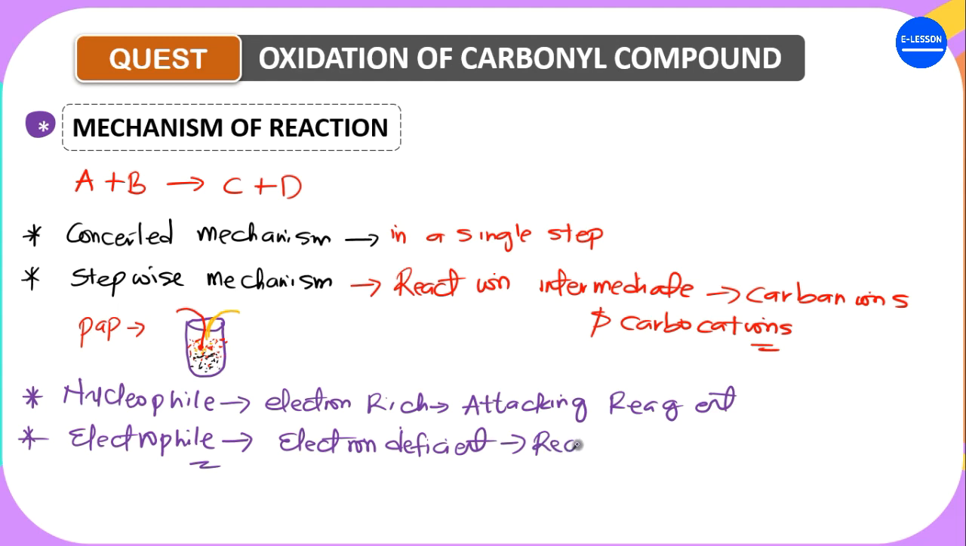Are you getting it? They receive electrons from the nucleophile. We can say they are electron receivers. Now, nucleophiles are Lewis bases. We know what Lewis bases are: electron-rich species. Lewis base, I'm writing an acid here. And then electrophiles are Lewis acids. Okay.